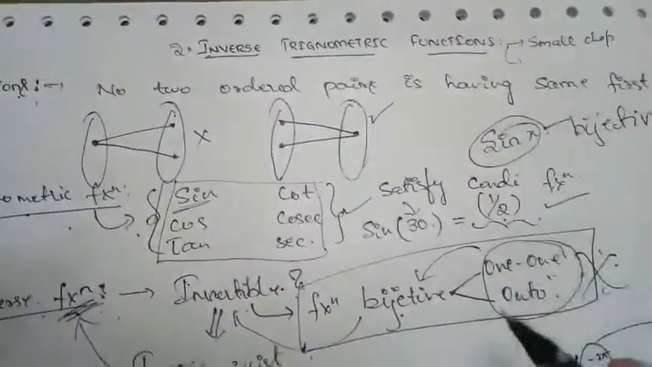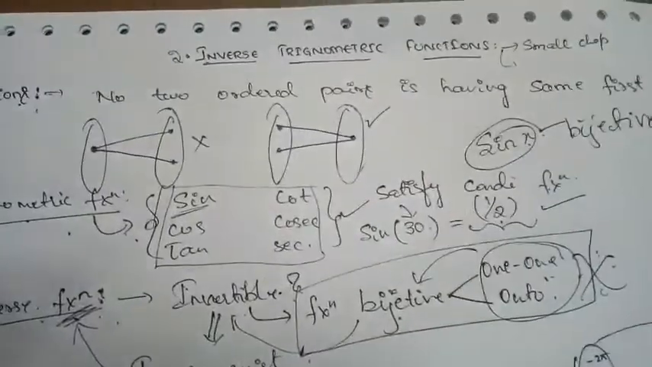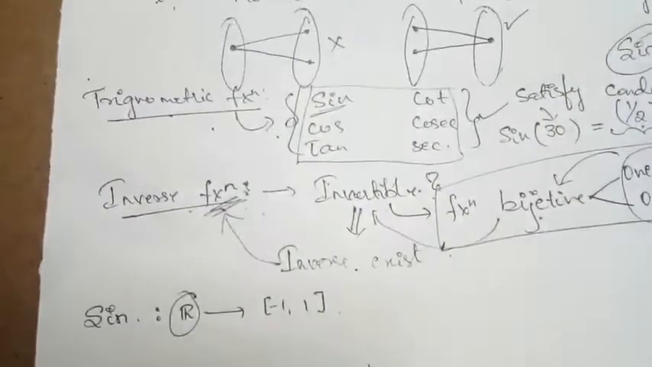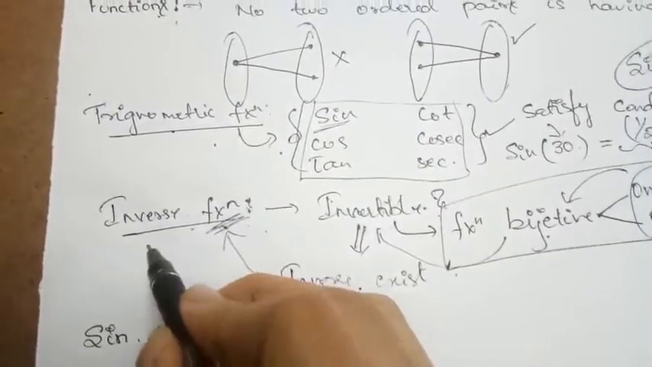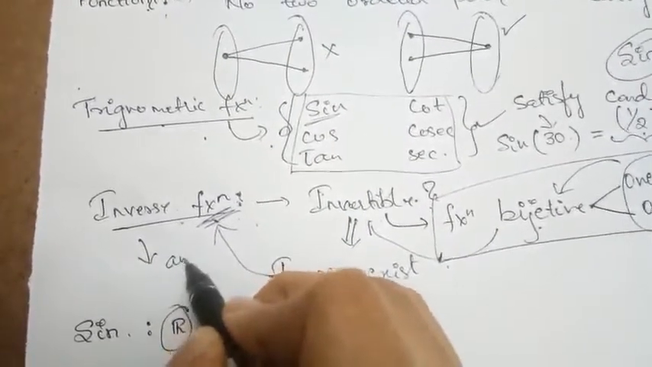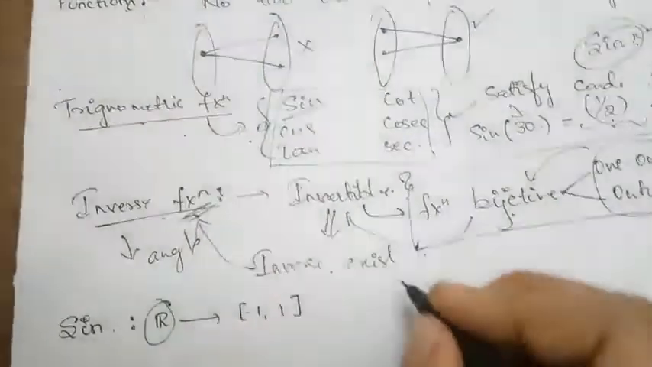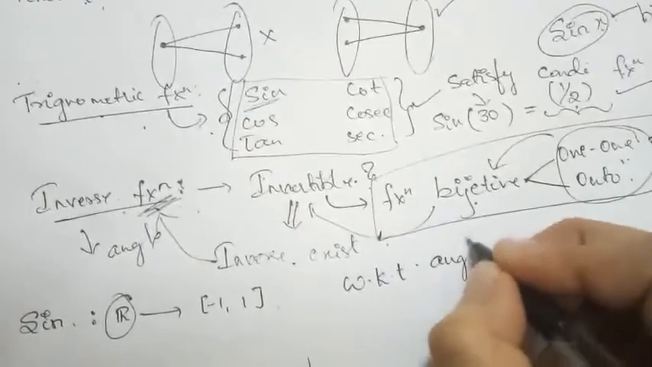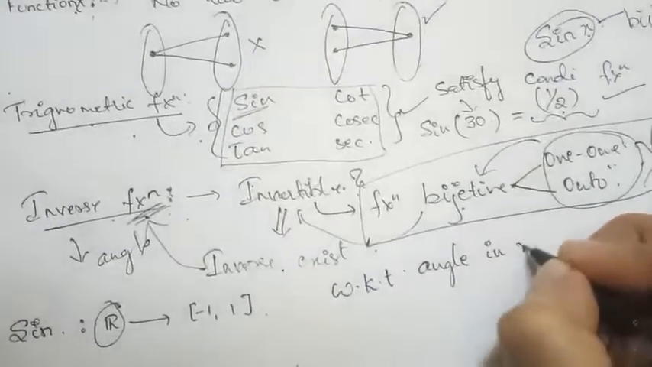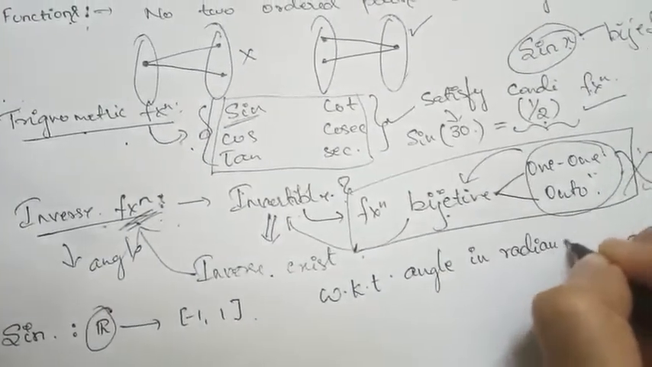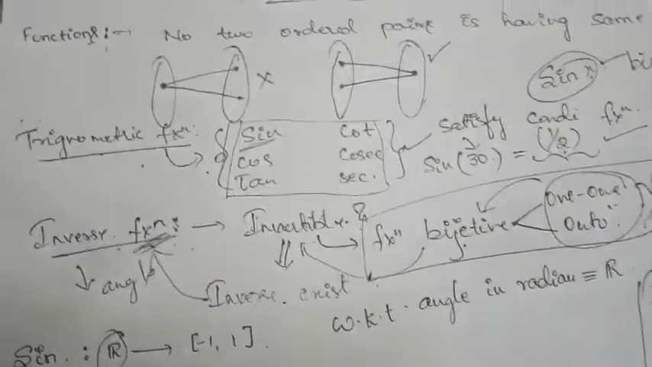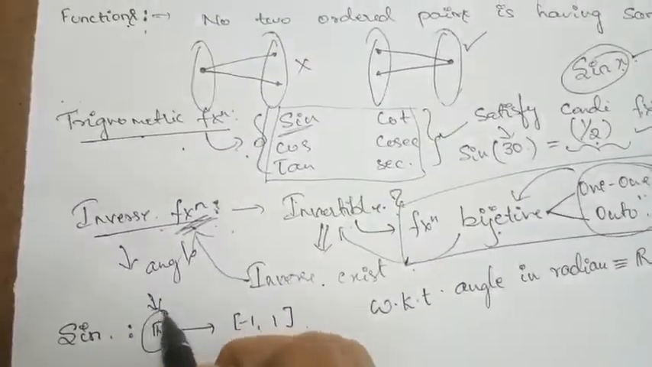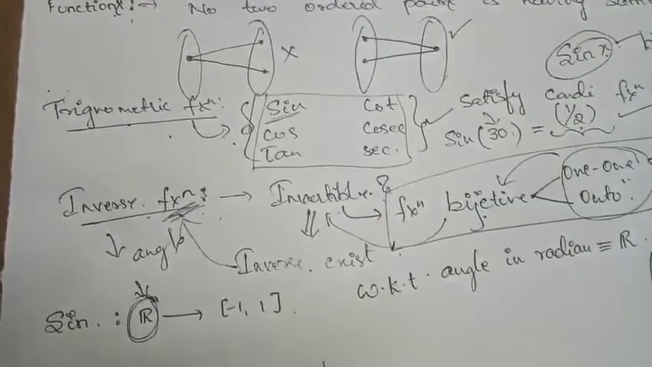So what is the domain and range of the sine function? The sine function is defined from the set of real numbers. Since the input of a sine is an angle, what about these real numbers? We know that angles in radians are considered as the set of real numbers only. Since we are inputting the angles in terms of radians, the domain is the set of real numbers.